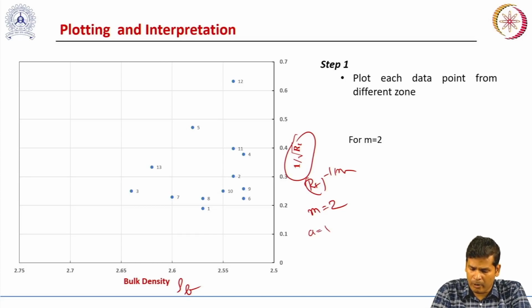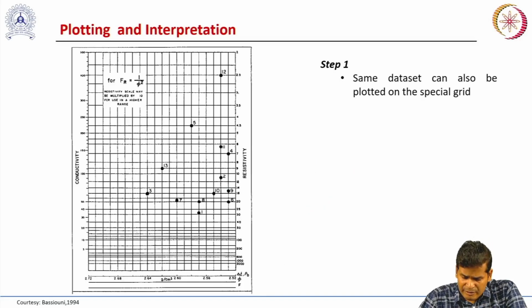So I have plotted all the data points. I have calculated RT raised to the power minus 1 by m and the bulk density. You can see all the data points are plotted. So this is how it would look on the RT raised to the power minus 1 by m and bulk density graph. We could have also used the customized graph.